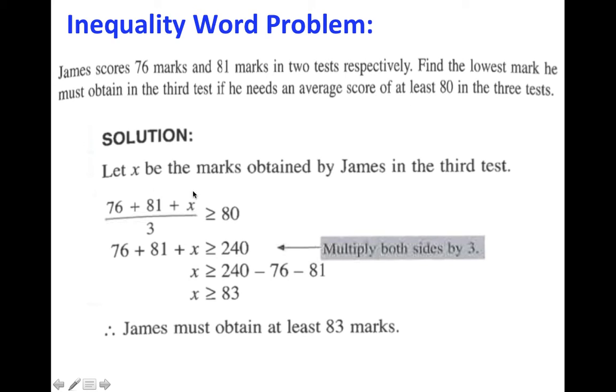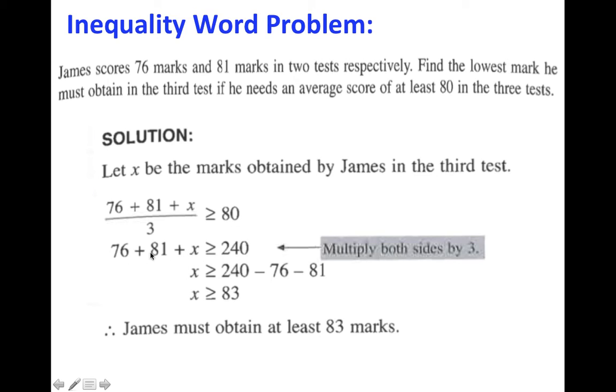So his average, this number here, must be greater than or equal to 80, because that's saying at the lowest it will be 80, but he wants it to be higher. So now let's see what happened. Added those 2 numbers. Everything was multiplied by 3 to get rid of this 3. So 3 times on this side gets rid of that 3. 3 times on this side brings it up to 240.